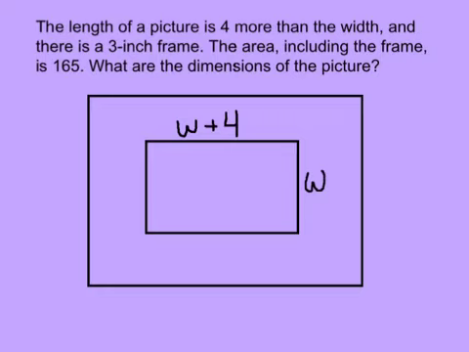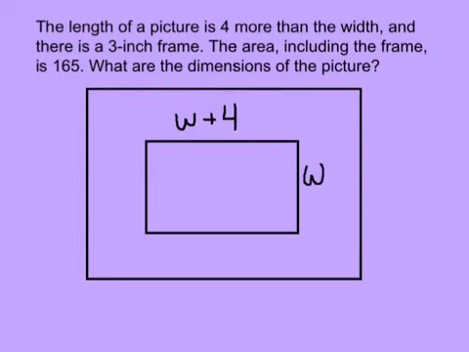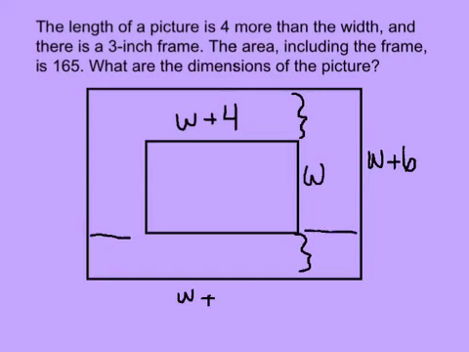Okay, so here's the picture. Since it says that it's a 3-inch frame, that means it's 3 inches all around. A lot of people don't notice this and they make this mistake. So it's going to be 3 inches here and 3 inches here, which means that the overall width is W plus 6. And then again, it's 3 inches here and 3 inches here, so this ends up being W plus, okay, there's 4 already, plus another 3 and another 3, makes 10.